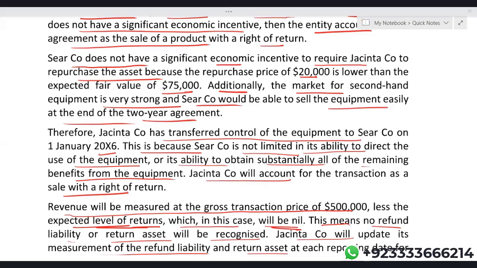Yeah, it's a change in estimate. Change in estimates. We cannot bring the retrospective impact. It has to be prospective impact.